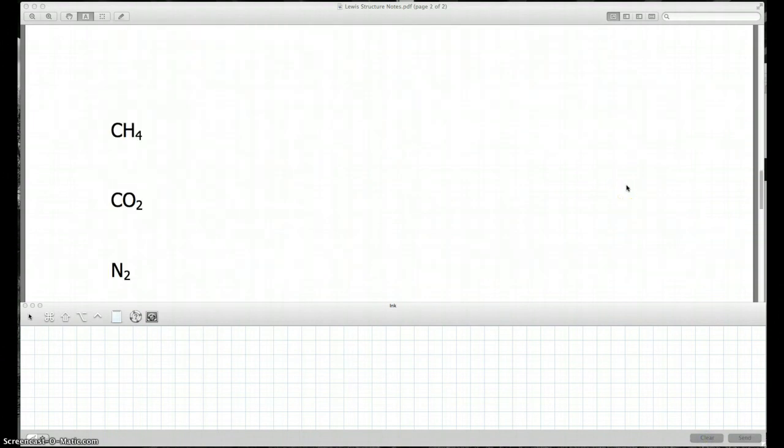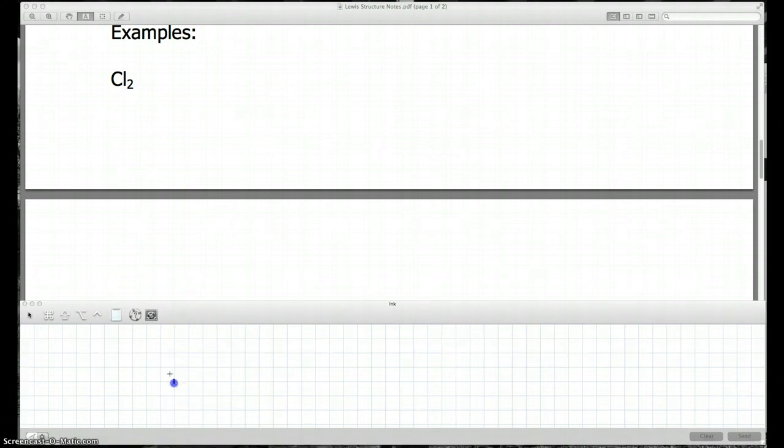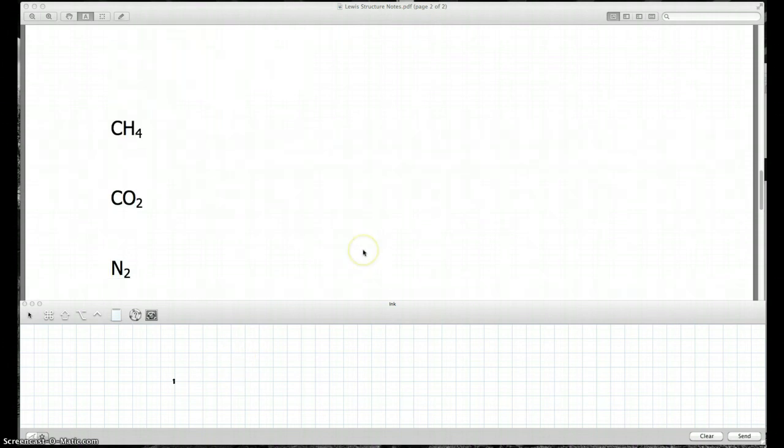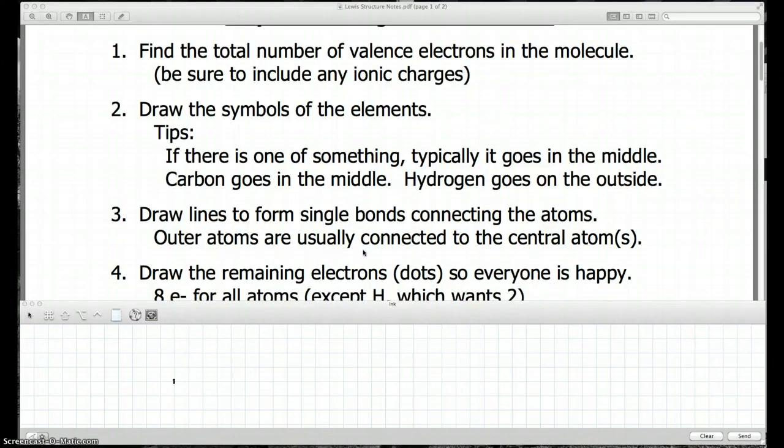Next example, CO2. This one's a little bit trickier. Total valence electrons for CO2. Carbon, if you look it up on the periodic table, is 4, just like we said. Oxygen is 6, but there's 2 of them. So 6 times 2 is 12.